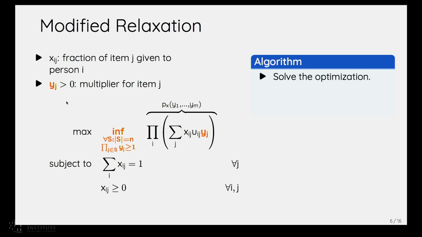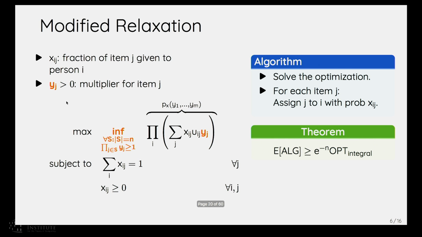It gives us a set of xij's and a set of yj's. Then the rest is very simple. For each item j, xij's give you a distribution. They sum up to 1. So you give that item j to each person i with probability xij, independently for all of the items. So the algorithm is very simple. The analysis is not. The main theorem of our paper is that this independent rounding algorithm gets at least e to the negative n times the optimal integral solution.